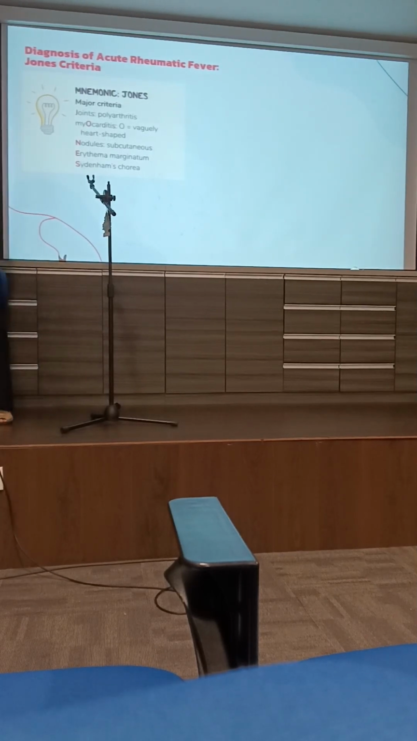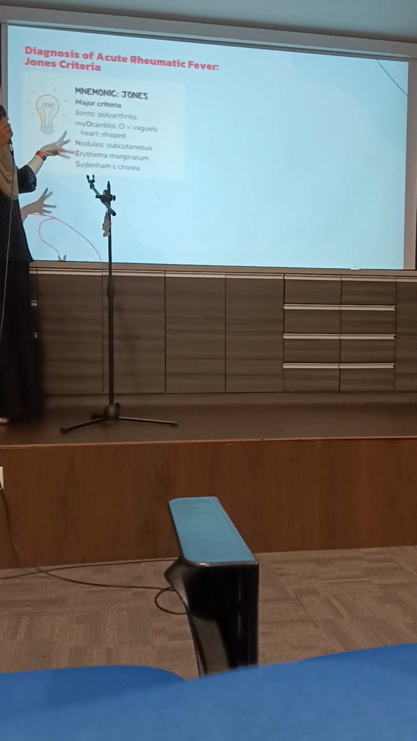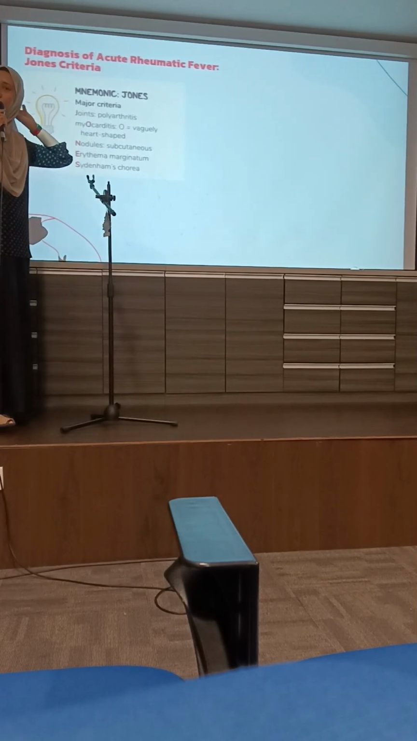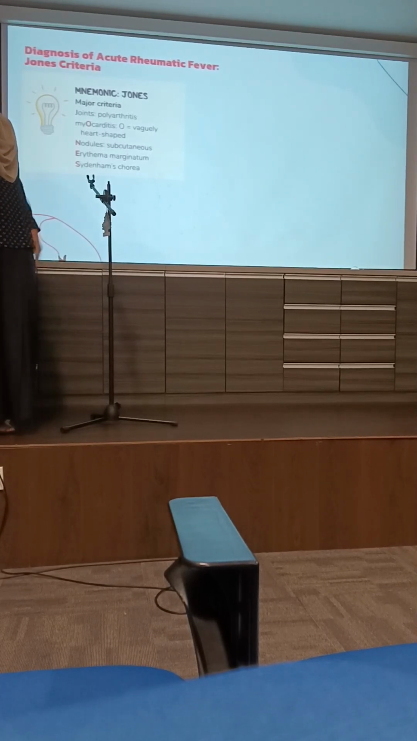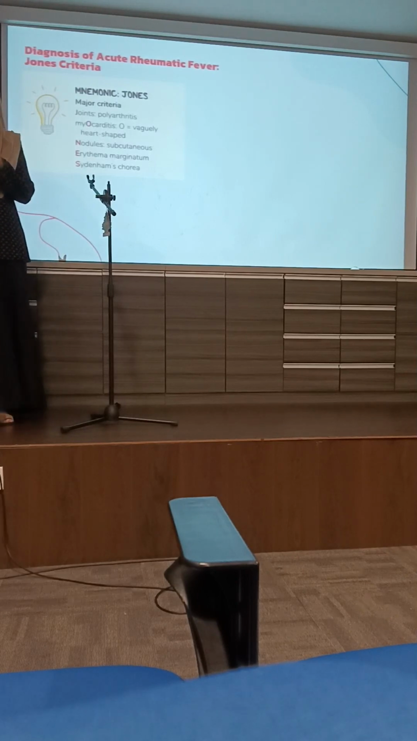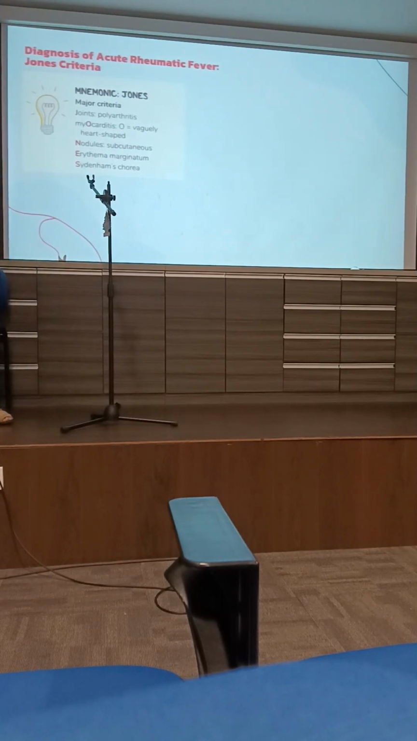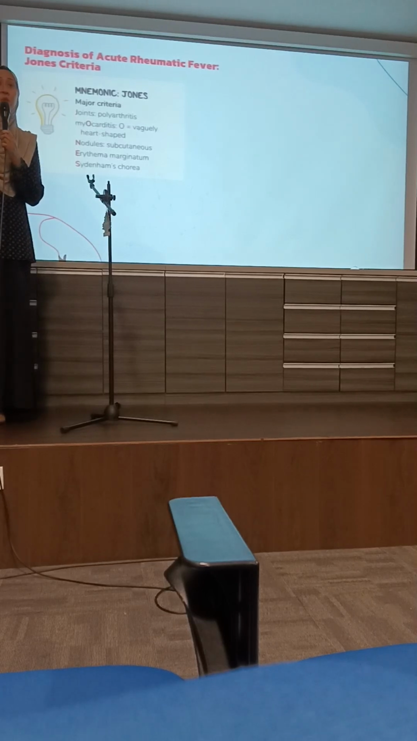Okay. So this is a mnemonic that I found on Osmosis. Use it if you like, if it works for you. There are other mnemonics out there. Another one I think is called CASES. C for carditis, A for arthritis, S for subcutaneous nodules, E for erythema marginatum, and S for Sydenham's chorea. So whichever works for you, as long as you remember. Okay, so that's the major criteria.